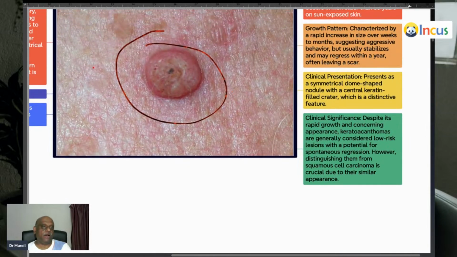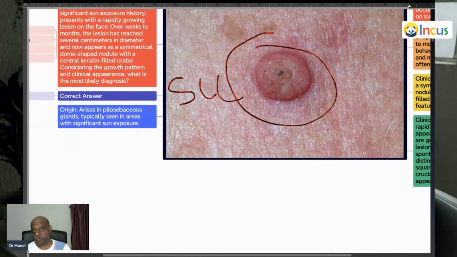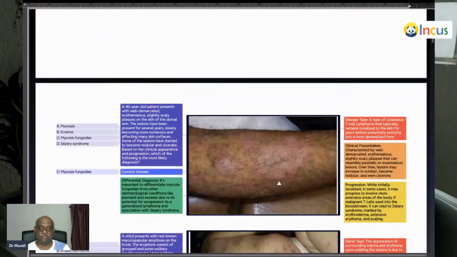But the main worry is what? Squamous cell carcinoma versus keratoacanthoma. You need to know how to differentiate.